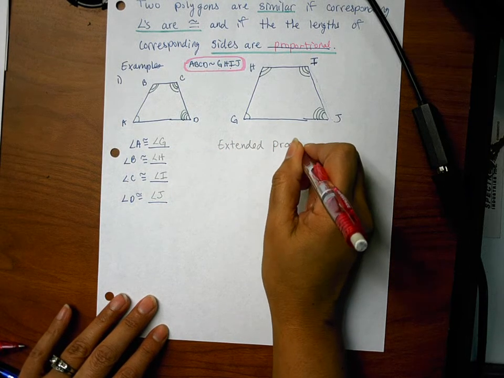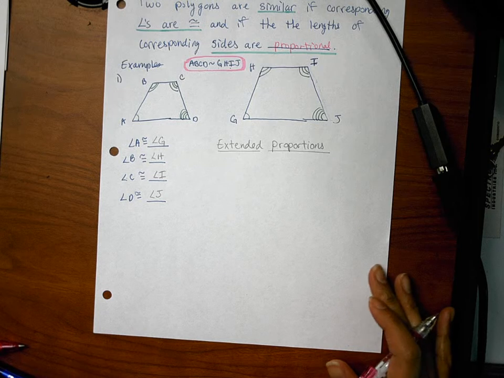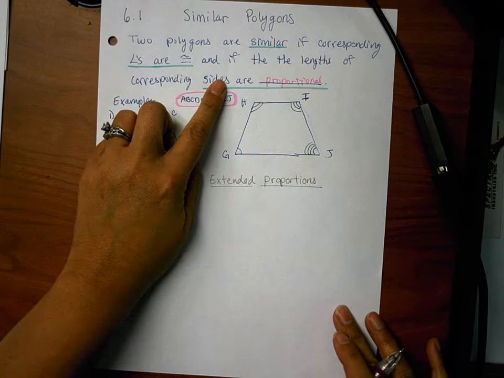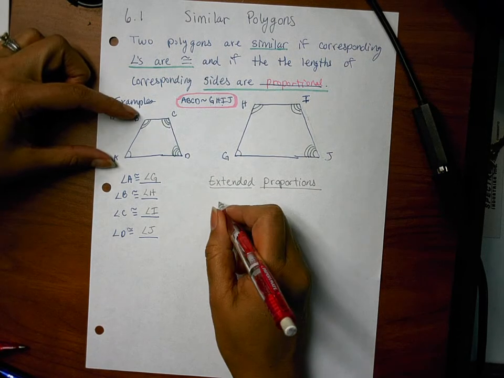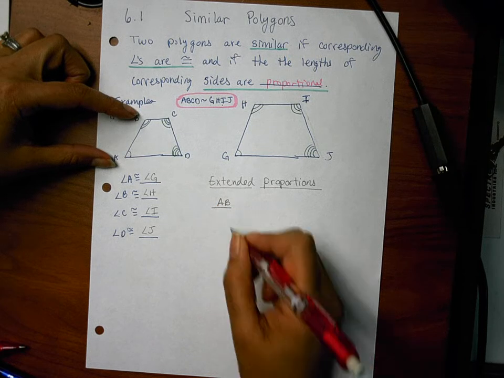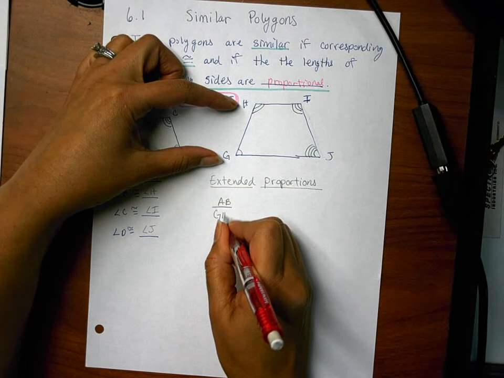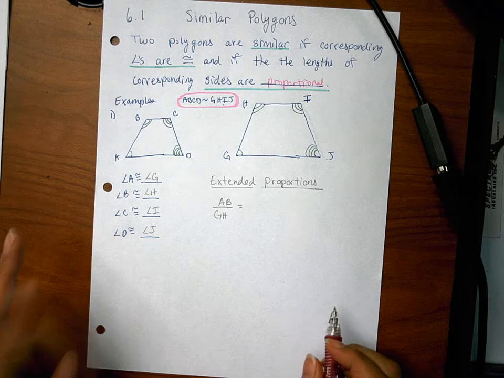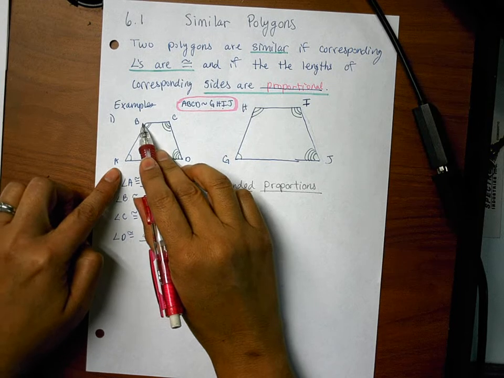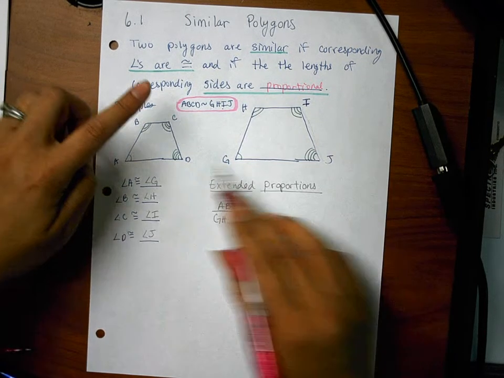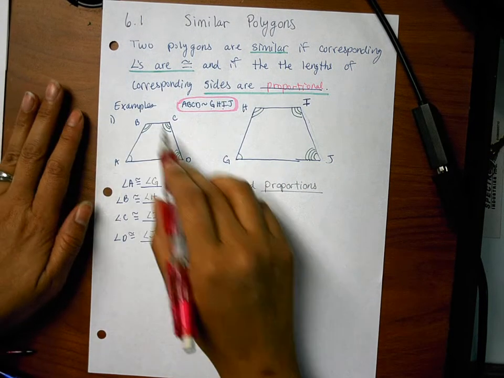All right, now you're going to be asked to write extended proportions. Extended just means you're writing all of them, or you're extending it out. Now remember, side lengths are not congruent, side lengths are proportional. So you write something like this: side AB over its corresponding side on your other polygon, which is GH, will be equal to and then pick another side here. I'm just going to go in order, so it doesn't matter as long as you're matching up sides with sides. I'm just going to go around clockwise.